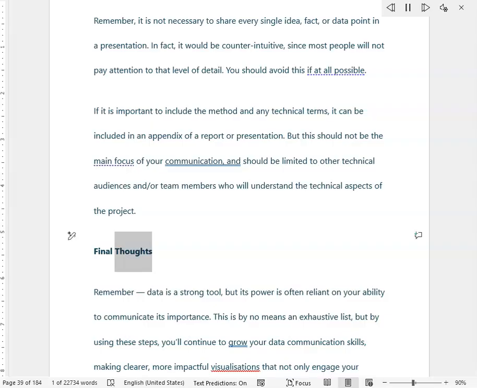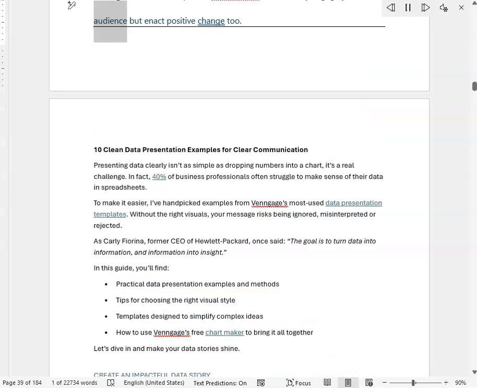Final thoughts. Remember, data is a strong tool, but its power is often reliant on your ability to communicate its importance. This is by no means an exhaustive list, but by using these steps, you'll continue to grow your data communication skills, making clearer, more impactful visualizations that not only engage your audience, but enact positive change too.